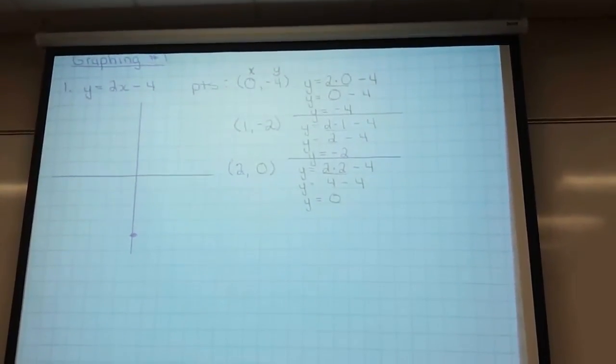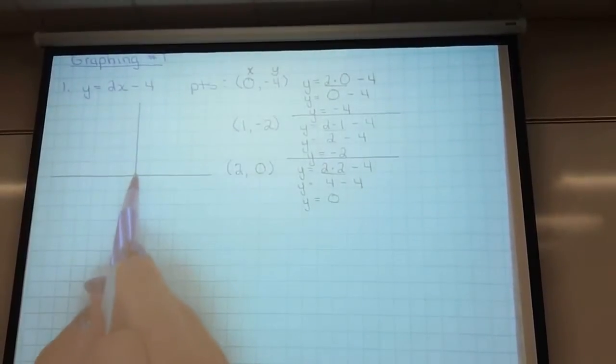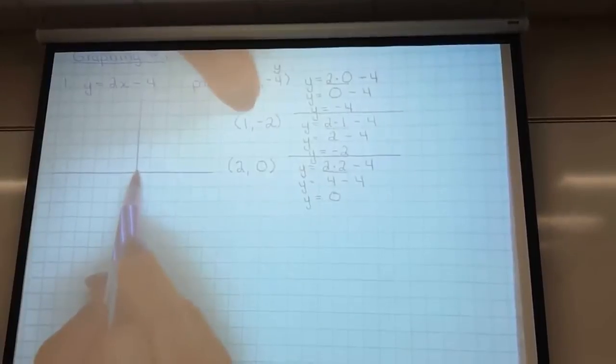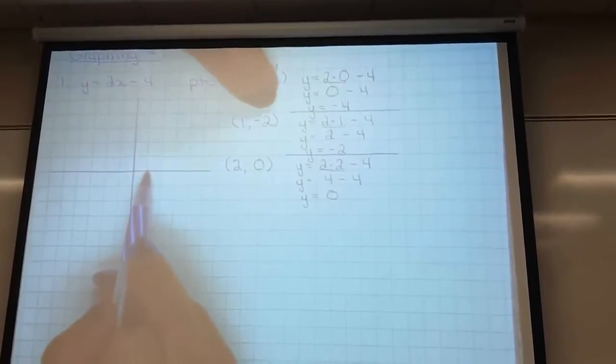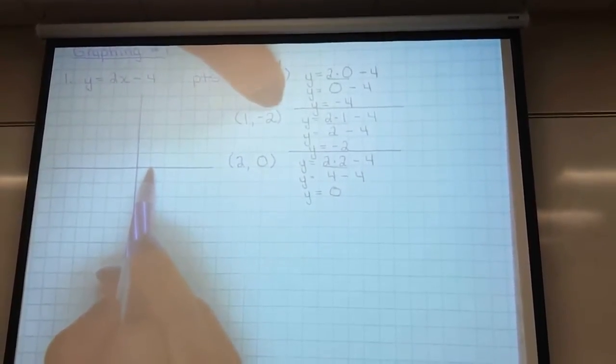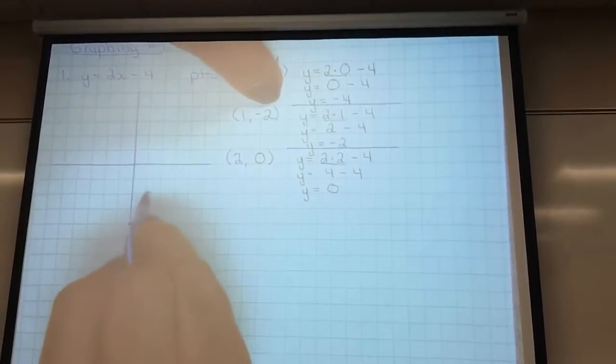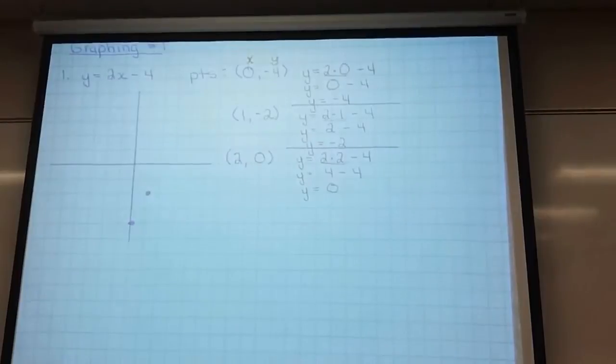Then we need to do the second point. So I'm again going to start in the middle. What does the 1 tell you to do, left or right? Go right. 1 time. And then the -2, up or down? Down. Put a point. I'm starting to see a line.